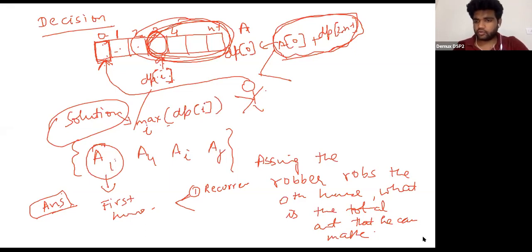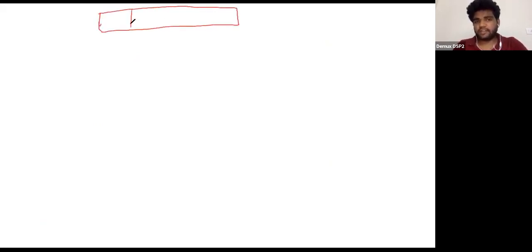So I just told you two things here. I told you that if I use that definition, my decision is to look at the first house that the robber is robbing. So the robber could rob this house or this house or this house or this house. He could rob any of these houses. Any of them could be the first house that he is robbing.